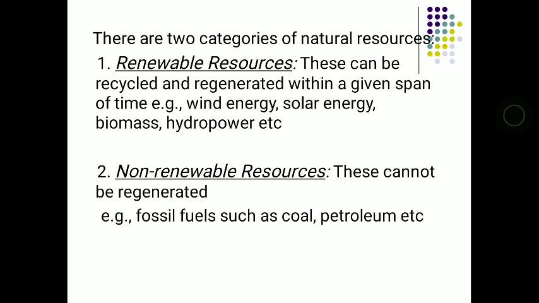Next is non-renewable resources. These cannot be regenerated. Example, fossil fuels such as coal, petroleum, etc. So technically speaking, very technically speaking, fossil fuels can also be rejuvenated, okay? They can also be renewed, but it will take millions of years. So if it is millions of years, what is the use for us, right? So we will generally term it as non-renewable resources.